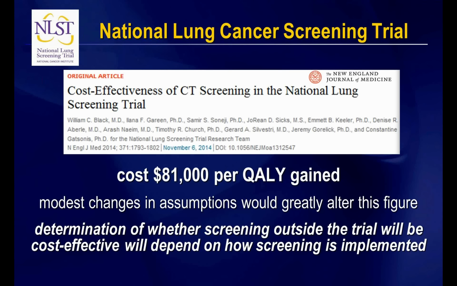It is noted that modest changes in the assumptions made could alter this finding, and we believe some of the things that are being put in place for lung cancer screening will make it even more cost effective.